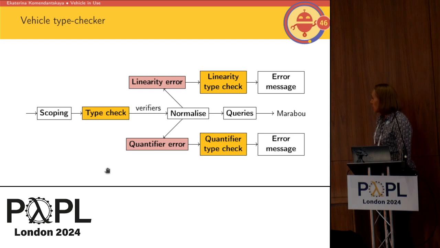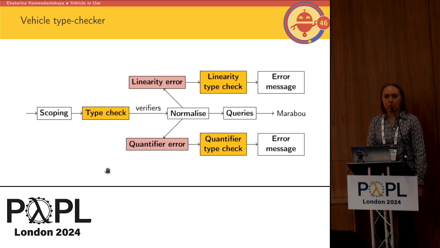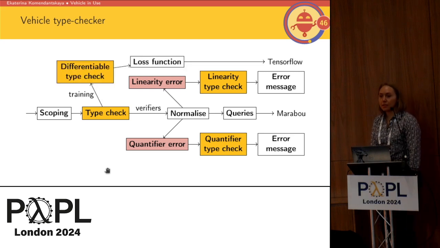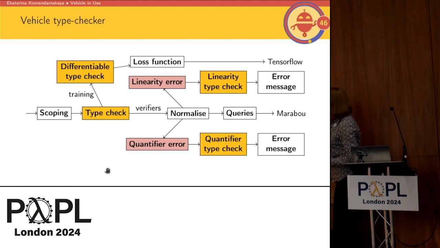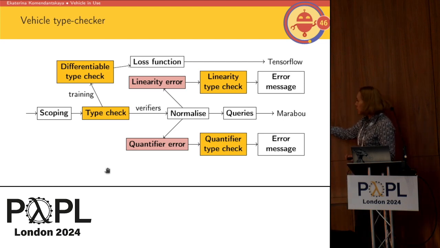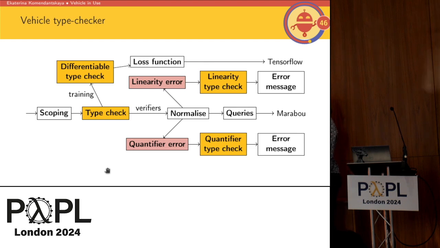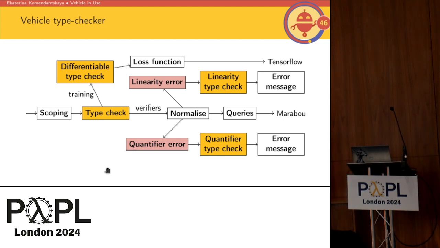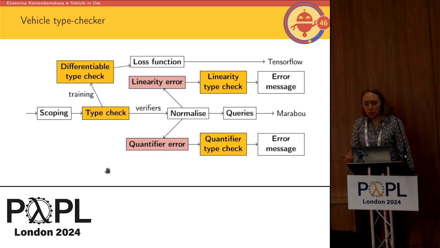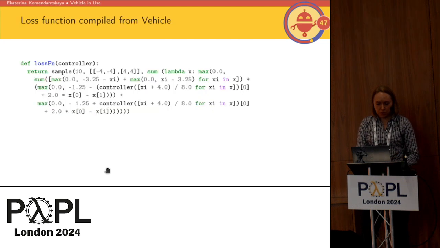Well, you may as well use the type checker once you've written it. You say, well, now I have this Vehicle specification. I can also compile it to a loss function. If I could compile it to a Marabou specification, surely I can compile it to a loss function, and then I pass it to TensorFlow. The advantage of doing this is that I'm compiling exactly the same spec in Vehicle for learning and for verification, which couldn't have happened without having this higher-order language to hold this all together.